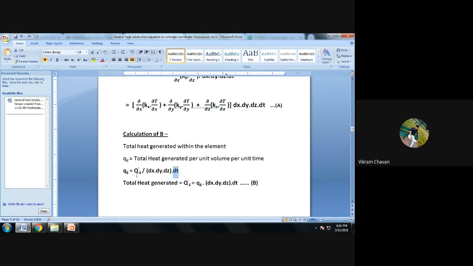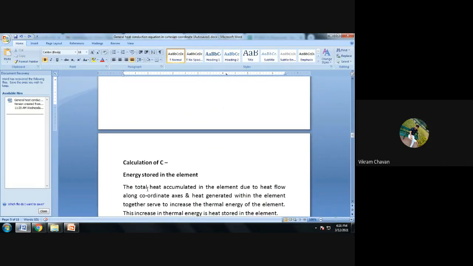So we want to find out the total heat generation, so we have to transfer this denominator to the other side. So we will get the total heat generated. So total heat generated, that is capital Q dash suffix g, is equal to small q suffix g multiplied by volume multiplied by time interval. So that will be our equation number B. Okay, and calculation of C.